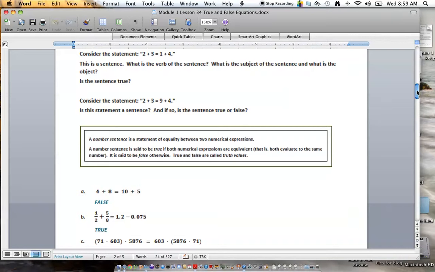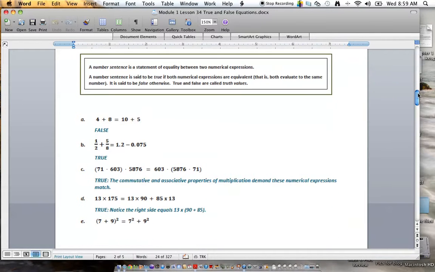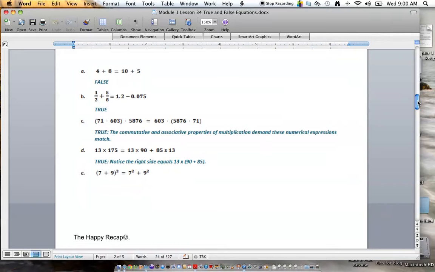A number statement is a statement of equality between two numerical expressions. A number sentence is said to be true if both parts are equivalent. Okay? It's false if they're not. So let's take a look at some very, very simple things. What's 4 plus 8, everybody? 12. What's 10 plus 5? Are they equal? No, so it's false.